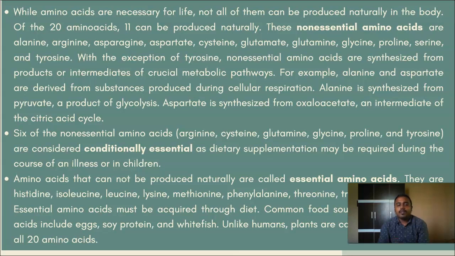The second type is conditionally essential amino acids. Actually, this is like a subtype of non-essential amino acids. Out of these 11 non-essential amino acids, there are 6, namely arginine, cysteine, glutamine, glycine, proline and tyrosine. These 6 non-essential amino acids are considered conditionally essential because, as dietary supplementation, sometimes you need to take them from an outside source because of an illness, or sometimes in children they can't be synthesized naturally.